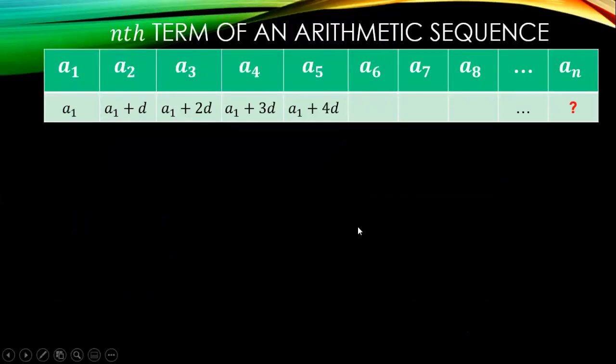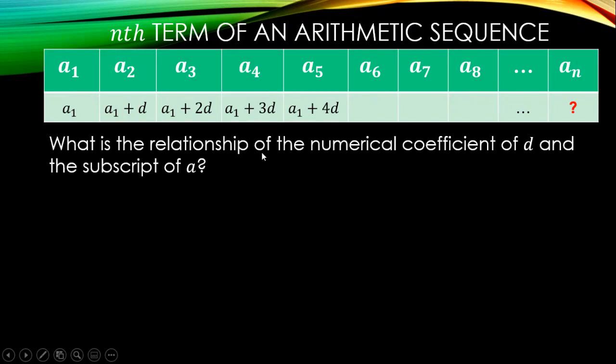Okay, so let us put it this way. What is the relationship of the numerical coefficient of d and the subscript of a? The coefficient is the number beside the letter. The coefficient of d and the subscript, the number below the letter a. What is their relationship? So let us think of it this way. For the first term, the same.